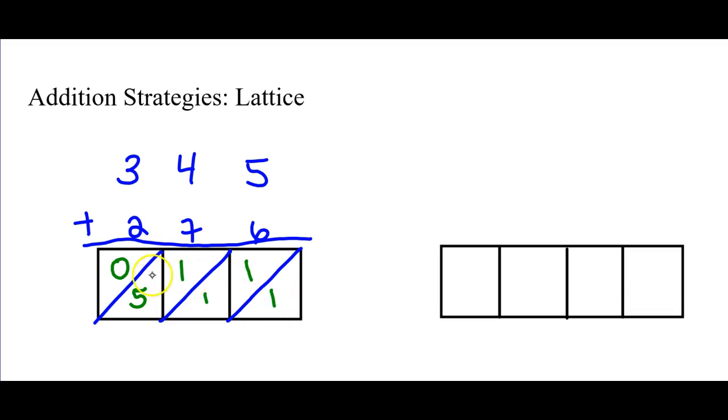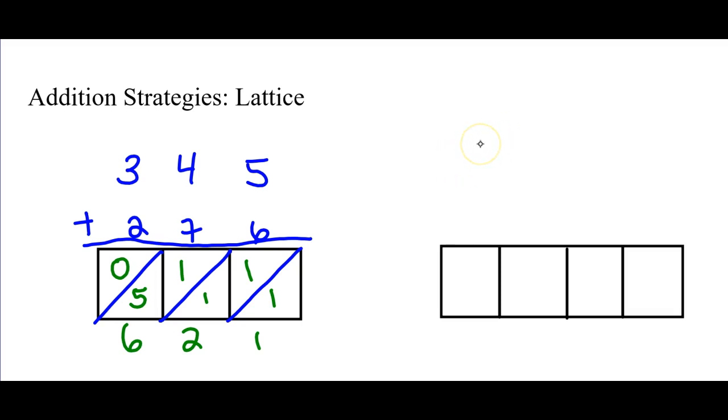And so the last thing we got to do here is just add along the diagonal. So I get 1, 2, and 6, or 621. That's the sum of 345 and 276. So it's kind of cool. And we'll do lattice multiplication as well, which is also kind of a neat trick to that.